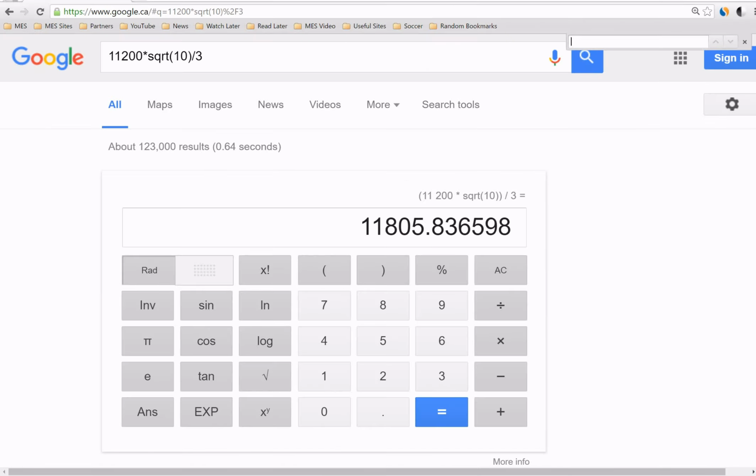Yeah, but that answer, again, is not what engineers or whoever wants a practical answer wants to find. So instead, let's put it in a calculator, and we get this. 11,200 times square root 10 divided by 3 is equal to 11,805.833, etc. Since these are in seconds, let's just round it to 0 decimal places.